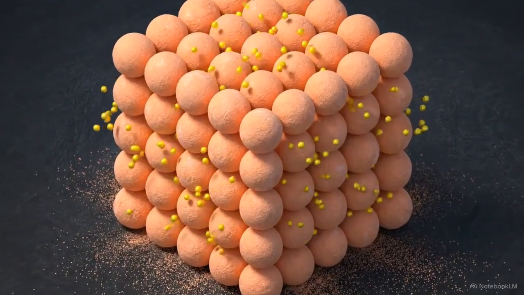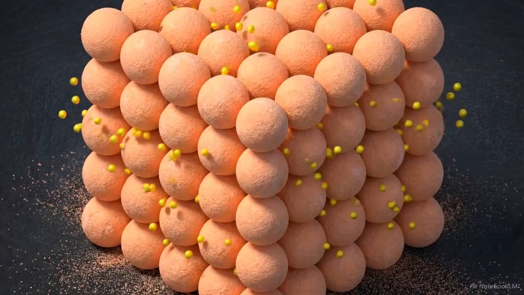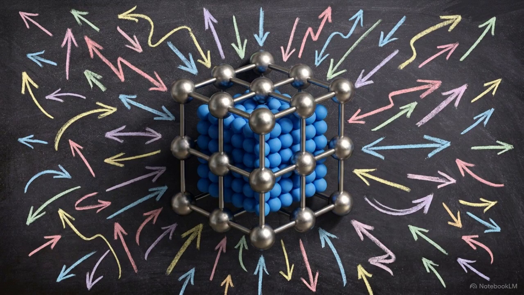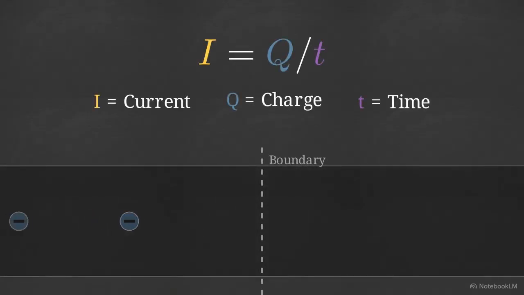If you look closely at the atomic structure of a standard copper wire, you will see electrons buzzing frantically, but they aren't going anywhere. This random, chaotic motion yields no net movement. To harness electricity, we need an organized flow. We define electric current formally as the rate of flow of electric charge. Mathematically, it is expressed as I equals Q over T, where a specific amount of charge crosses a boundary in a given unit of time.